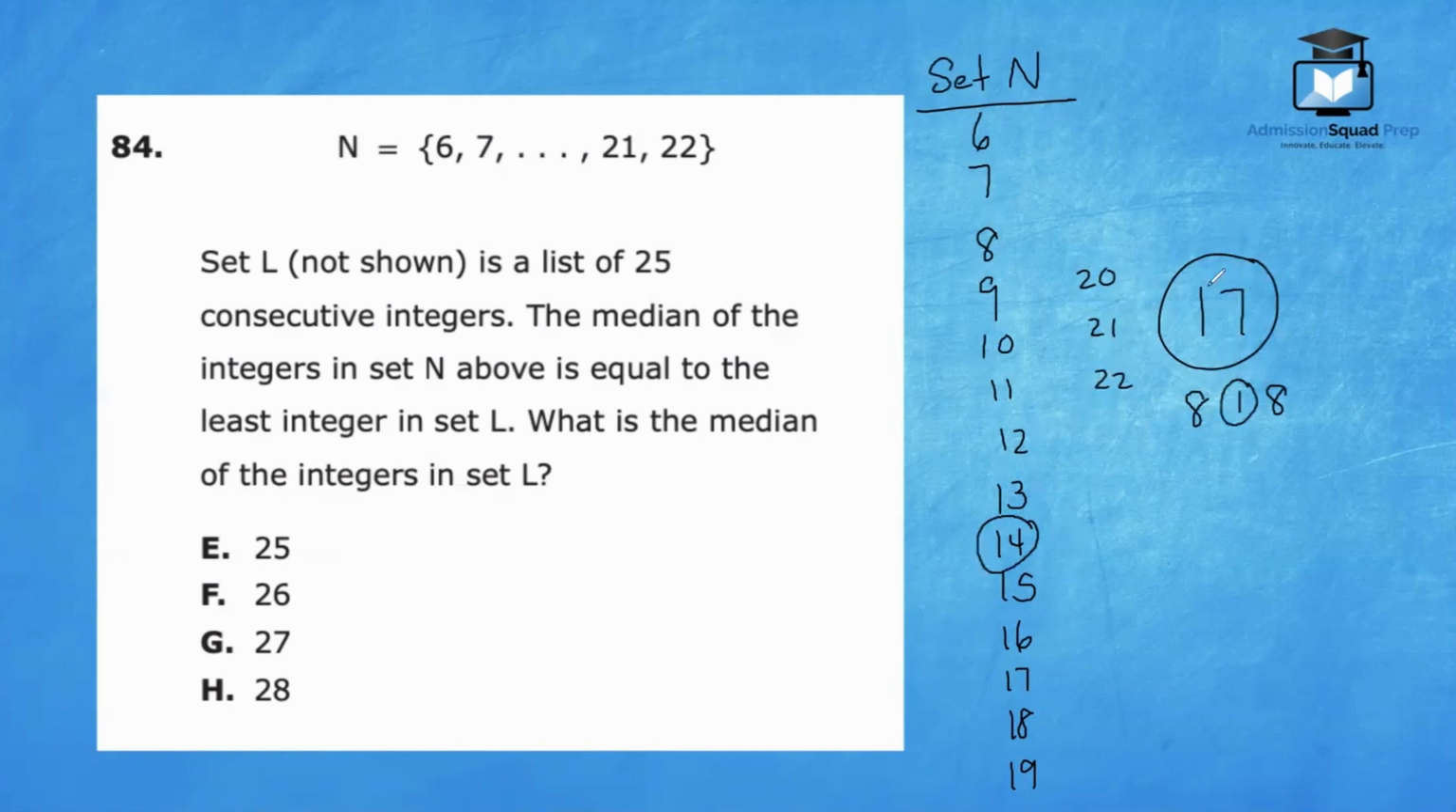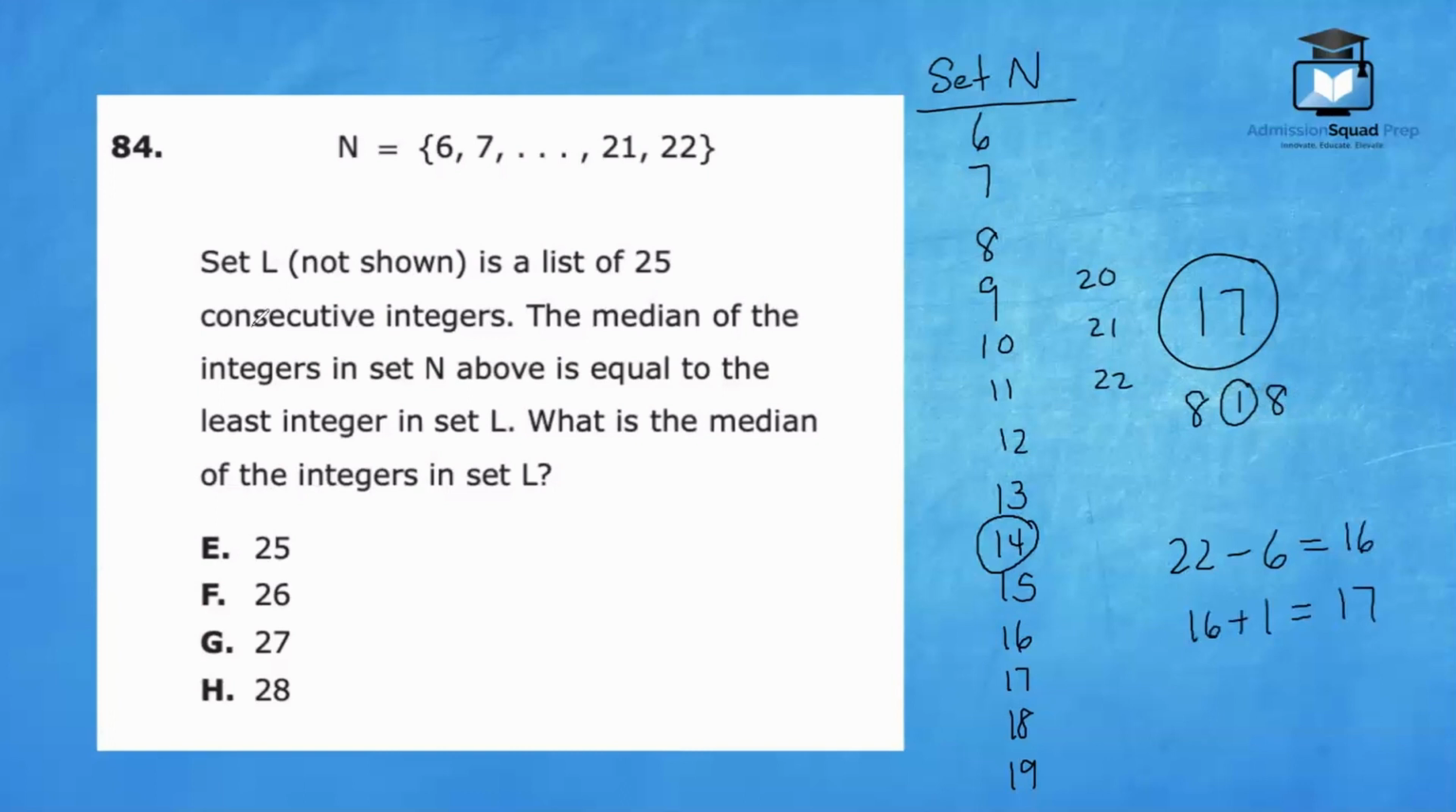A faster way to determine the number of integers in this data set would be to do 22 minus 6, which is 16, and then add 1. Because typically when you count, you skip that first number, so we want to add that number right back in. So you can just subtract the smallest number from the biggest number and then add 1 for that initial number that you left out. That way you can quickly determine that there are 17 numbers in the data set, and then you'll have 8 numbers to the left, 8 numbers to the right, and the number right in the middle is going to be the median.